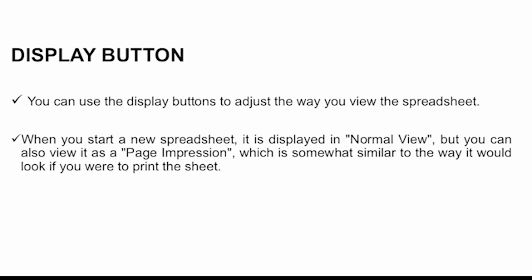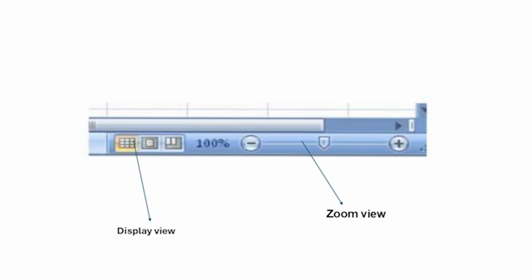Display buttons. You can use the display buttons to adjust the way you view the spreadsheet. When you start a new spreadsheet, it is displayed in normal view, but you can also view it as a page impression, which is somewhat like the way it would look if you were to print the sheet. Show page breaks is another option, where you can view and adjust the page breaks in the printout.